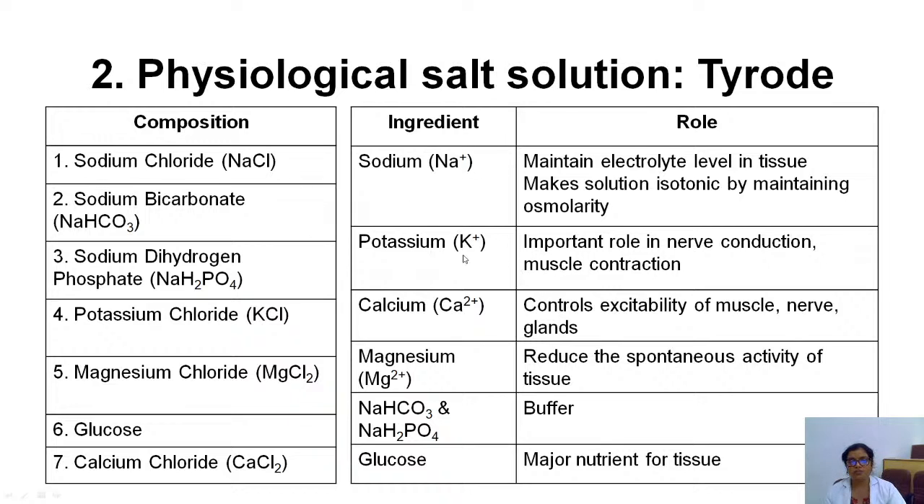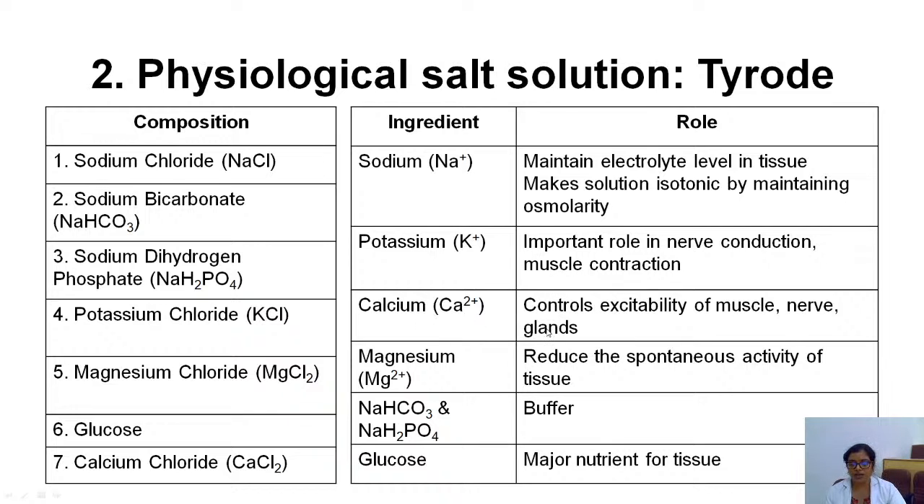Next is potassium. So what is the role of potassium? Potassium is the major intracellular cation in the body. So it is important in nerve conduction. If you are using a nerve muscle preparation, it is important in muscle contraction. If you are using a muscle preparation, or even cardiac muscle, it is used for muscle contraction.